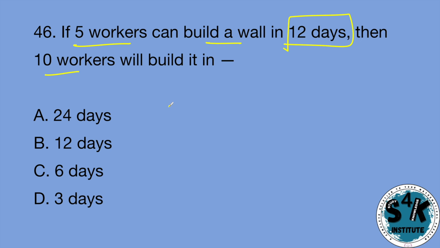So try to understand this. If you increase the number of workers, the number of days will decrease. If you increase the number of days, workers will decrease. So both are inversely proportional. In inversely proportional, we take the product. Okay, so you will get 6 days.